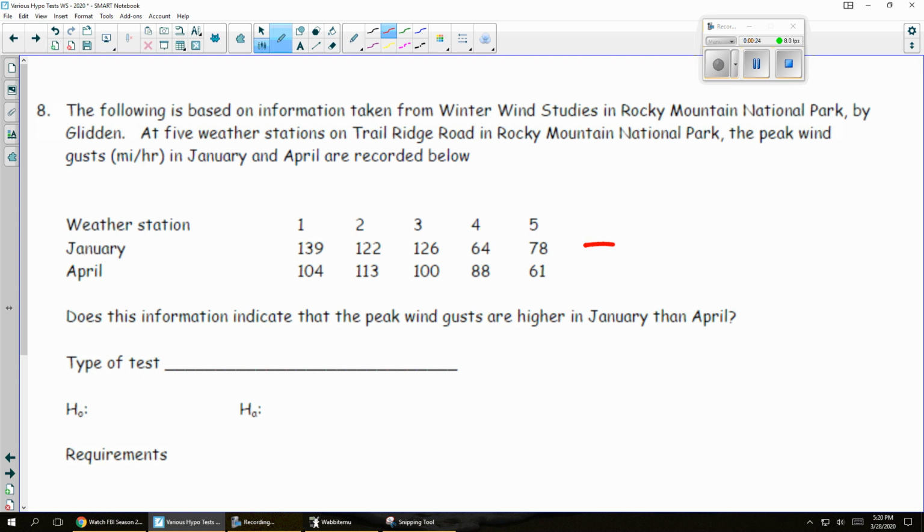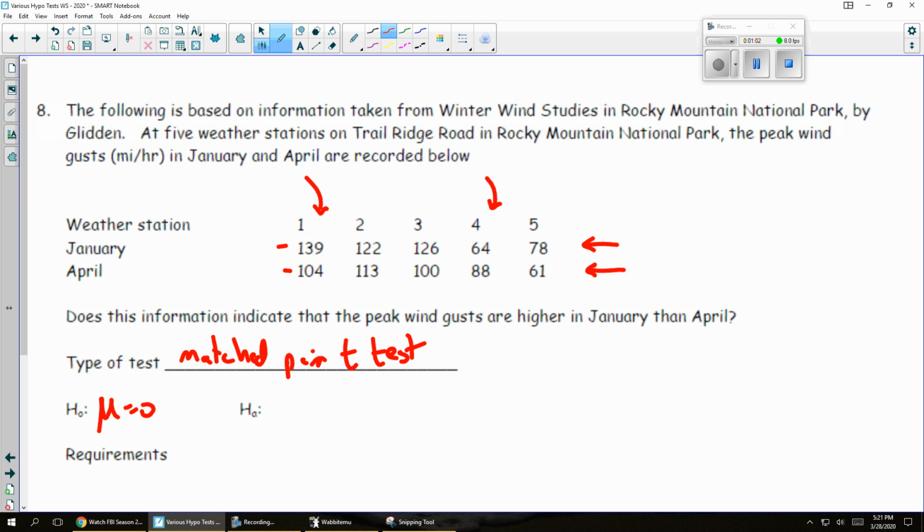Again, it looks like it could be 2 samples, but these 2 samples are not independent of one another. For example, this location appears to be much breezier than this location. So the weather stations don't give independent results at the different months. And this is then going to be a matched pair t-test, where the null hypothesis is there is no difference in those 2 times.